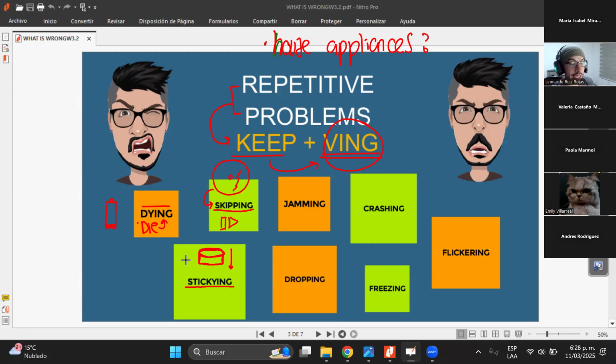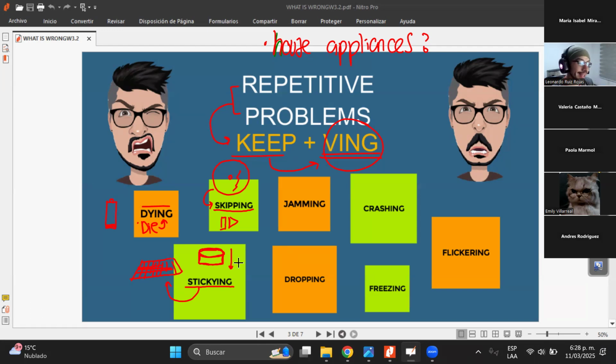Or for example, with the keys of the keyboard. We have the keyboard here. Yeah, we have the keyboard with a lot of keys, right? And sometimes, for example, if I am drinking something and I drop some liquid on the keyboard, it's possible that the keys keep sticking, that they get stuck down.